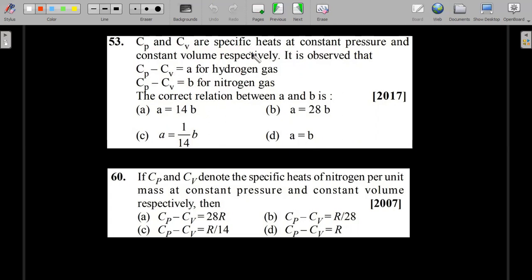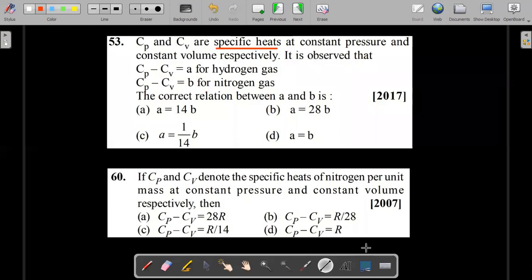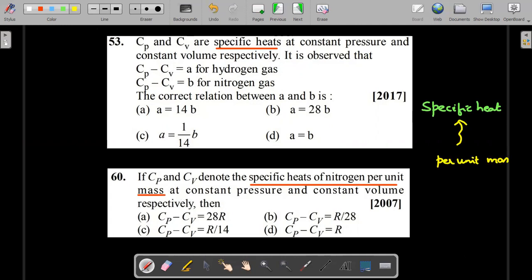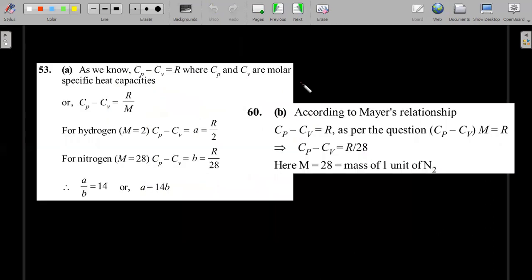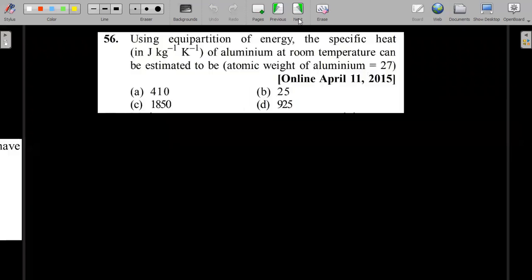Since he's talking about a specific heat, let me underline that. At least in the 2007 question, he talked about per unit mass. So when nothing is mentioned and someone says specific heat, and he puts a full stop, please register this in your mind: it is always considered to be per unit mass. That has to be considered by you while reading the question. And that's why A is not equal to B. I think it comes out in the form of a ratio of masses, and you should get A equal to 14B in the first one and R by 28 in the second one. Okay, so let's move forward.